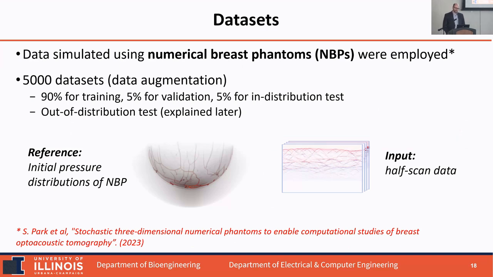Let me describe the data sets for this study. I'm going to start off showing you some synthetic data sets. Sung-Young Park in my lab has developed a very wonderful stochastic breast phantom, again, derived from the Victory project from the FDA, where we can create large numbers of breast phantoms that are relevant to PACT imaging. So we created 5,000 of these data sets, and we also conducted some out-of-distribution tests that involve experimental data.